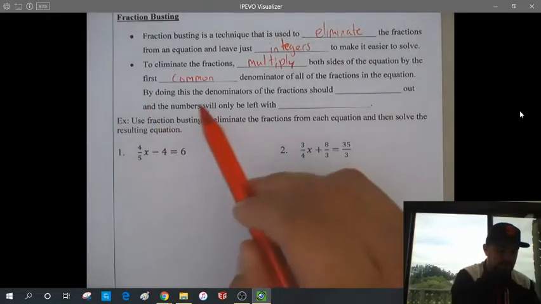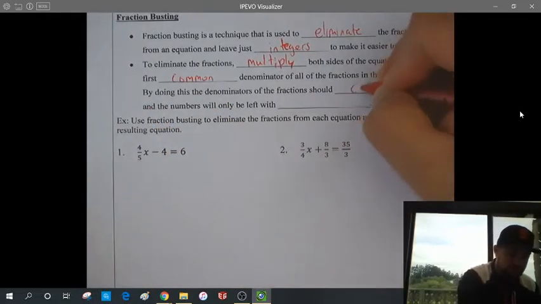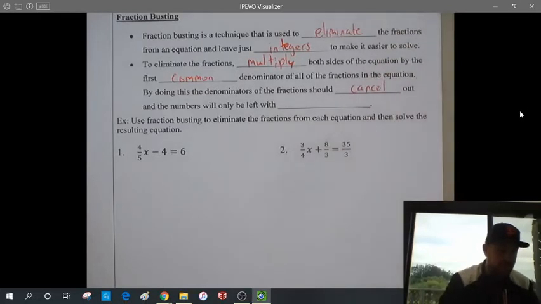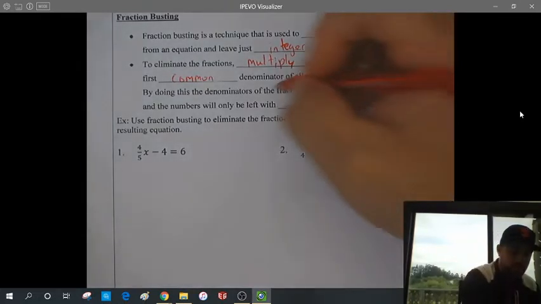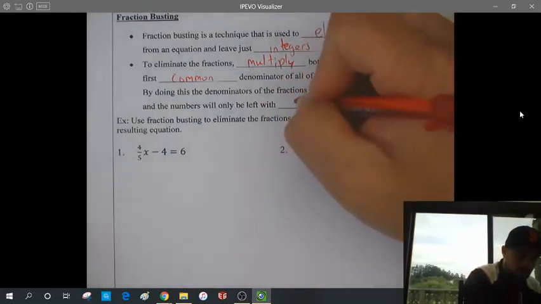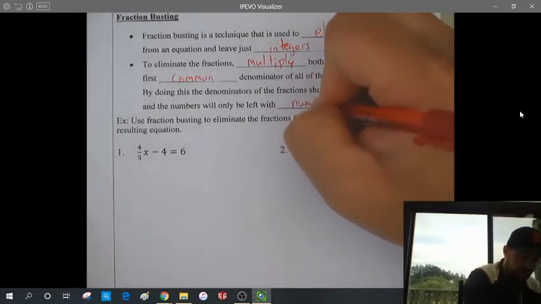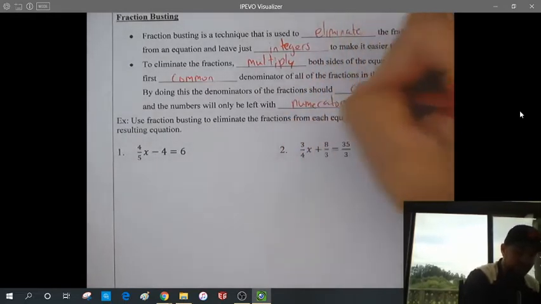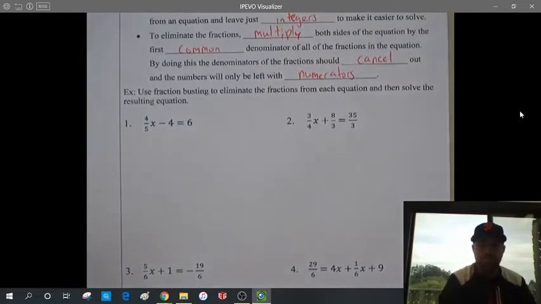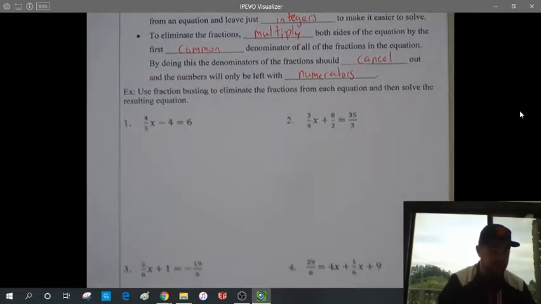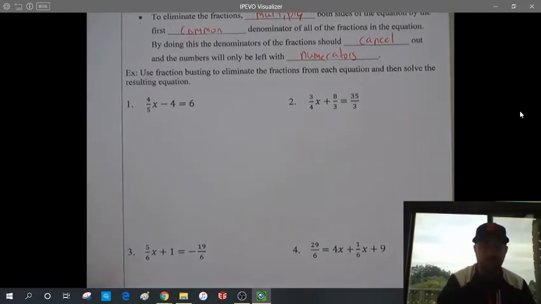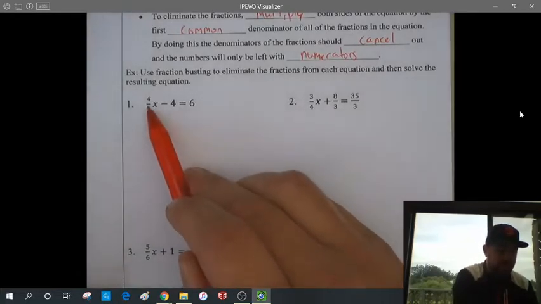And by doing that, though, the denominators of the fractions should cancel out, and the numbers that we'll be left with will be just basically the numerator portion of things. Okay, so use fraction busting to eliminate the fractions from each equation and then solve the resulting equation. So in this first one, we have 4/5 x minus 4 is equal to 6. So I only have one fraction in this, and the denominator of it is 5.